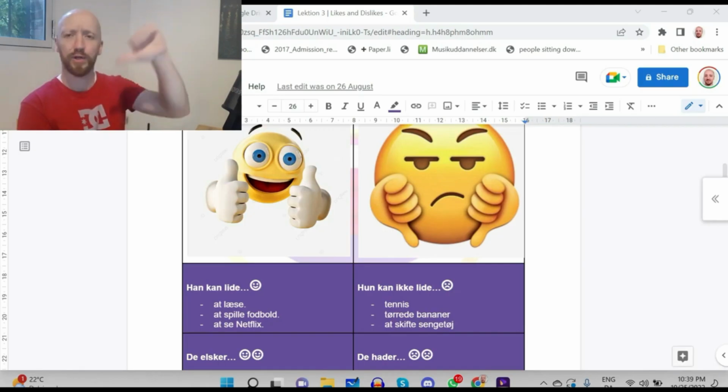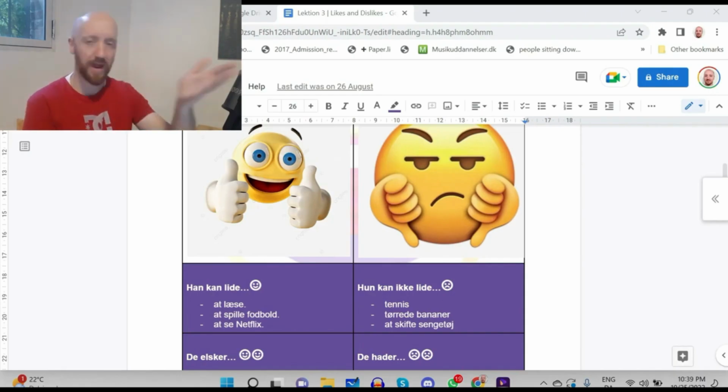Then we have a sad emoji with 2 thumbs down. Hun kan ikke lide tennis. Hun kan ikke lide tørrede bananer. I've just changed it from han to hun so we practice saying he and she. She doesn't like dried bananas. I don't like them actually, so this is a personal thing.